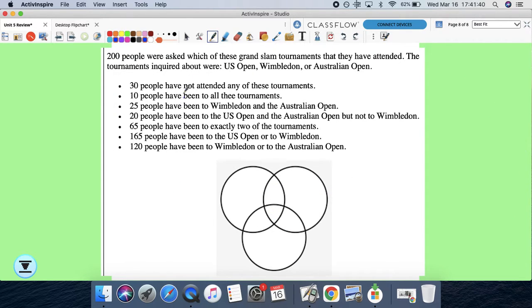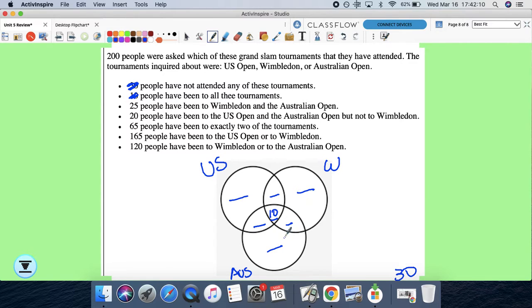Okay, 30 people. So I'm going to put that over here. Let's call this US. This is Wimbledon, which is in England, and the Australian Open. 30 people have not attended any. Okay, 10 people. Let me put the lines. I've been to all three. Check, check. 25 people have been to Wimbledon and the Australian.